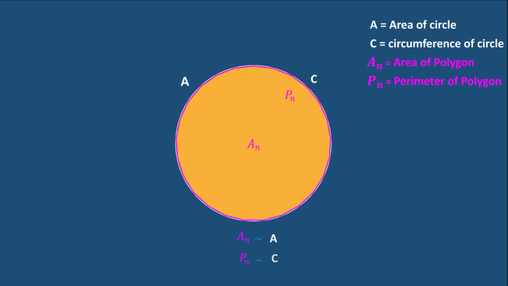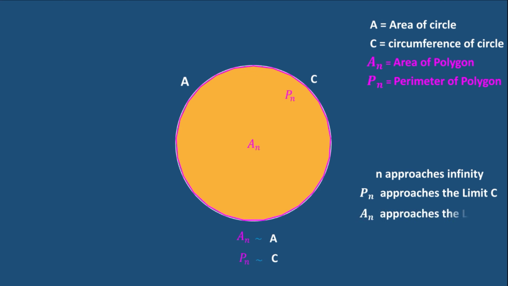So finally, when the number of sides of the polygon keeps on increasing and approaches infinity, then the perimeter Pn of the regular polygon approaches the limit of the circumference C of the circle, and the area An of the regular polygon approaches the area of the circle. So if we get the area of this regular polygon, then we will also get the area of the circle. Now our next step is to find the area of this regular polygon when the number of sides approaches infinity.